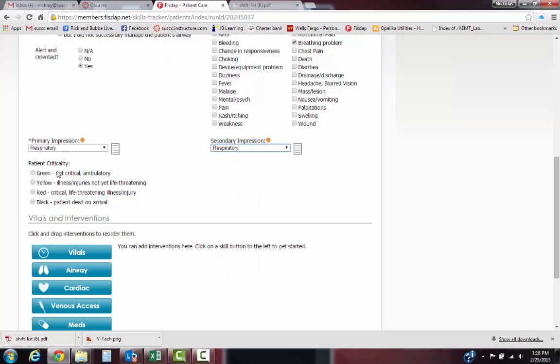Was he critical? You don't have to necessarily click on this. It doesn't have an asterisk, but if this was a critical patient, we could go ahead and say yes.